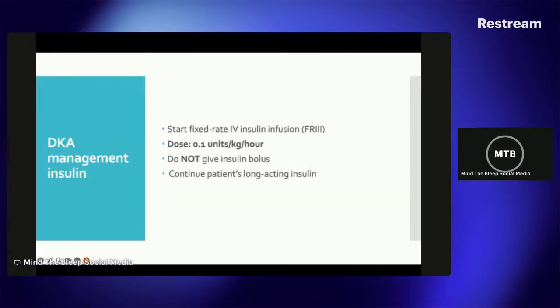Next, we'll move on to the management of their insulin. So we'll start a fixed rate IV insulin infusion. We'll give it at a dose of 0.1 units per kilogram per hour, and we do not give this as a bolus. This is especially important as there's no mention of bolus being used in the UK guidelines. And we continue the patient's long-acting insulin, as continuing a background insulin prevents a rebound hypoglycemia later for the patient.